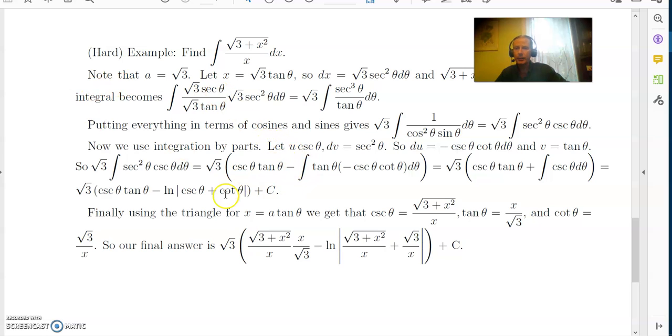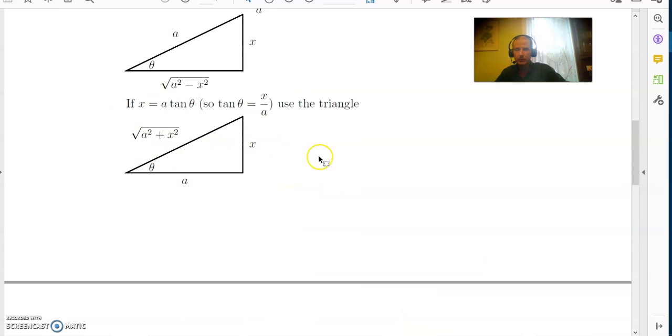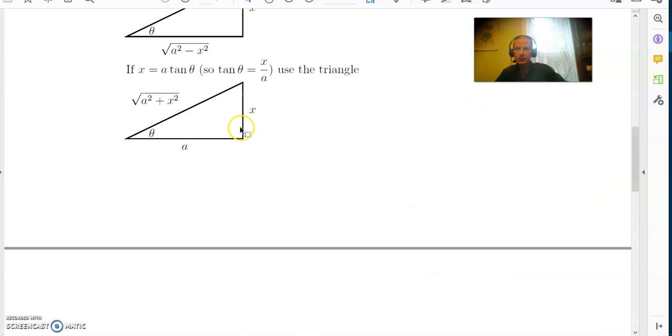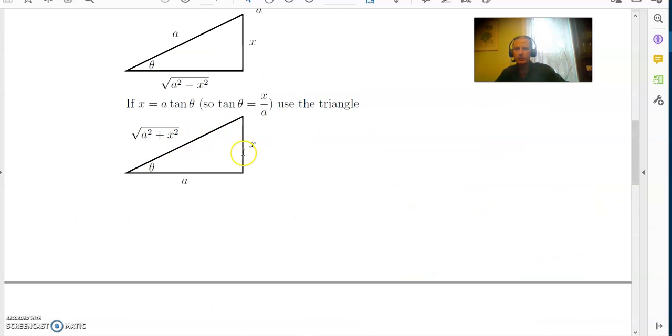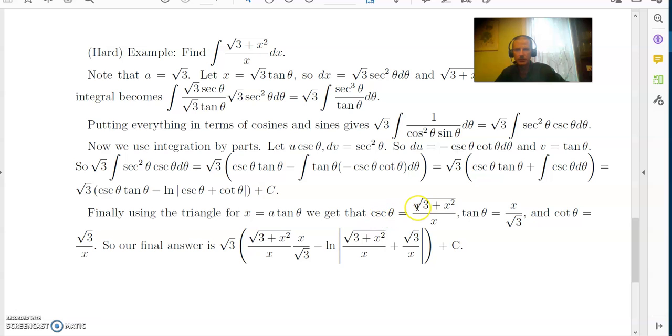At this point, I use the right triangle for x equals a tangent theta. Actually, x equals square root of 3 tangent theta. So that was this right triangle. And from this right triangle, we can read off all the trig functions and replace them. So for example, we want to replace cosecant theta. Well, cosecant theta is equal to the hypotenuse over the opposite. So it's going to be the square root of a squared plus x squared over x. So in this case, we get the square root of 3 plus x squared over x.